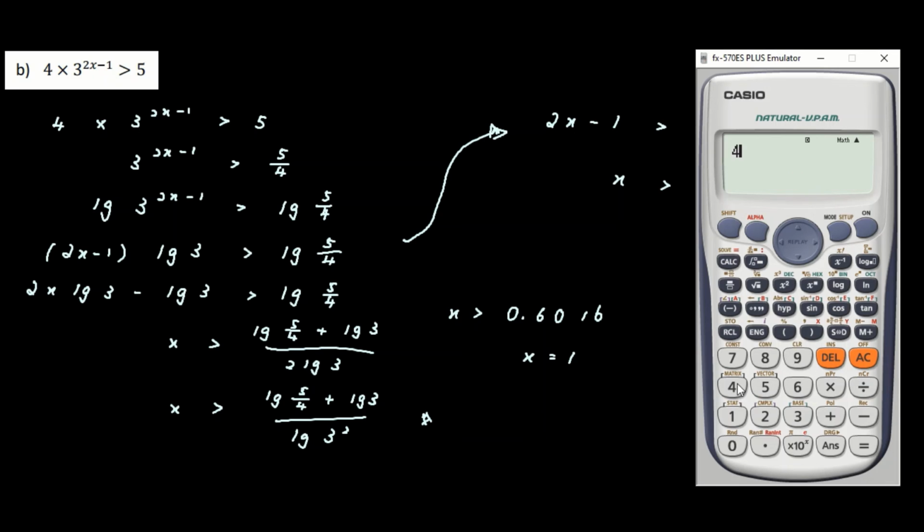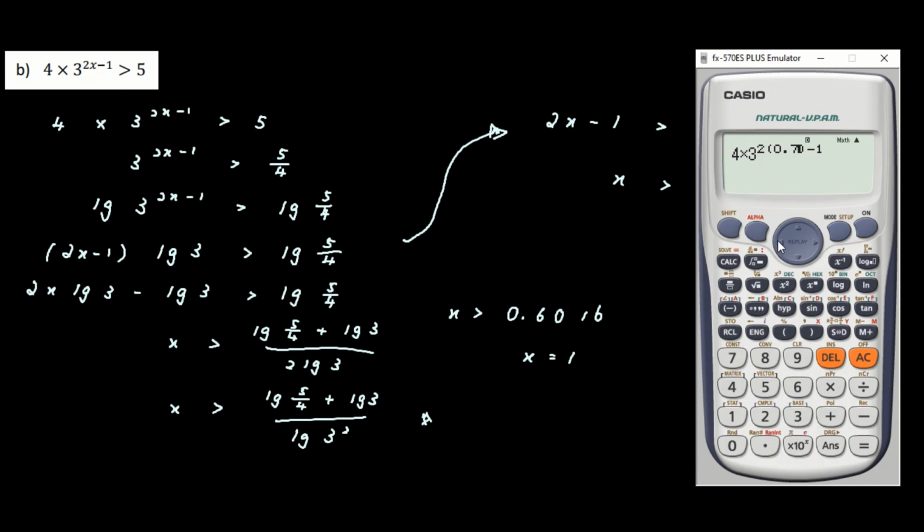So I will just check 4 times 3 to the power of 1. So 2 times 1 minus 1 is 1. So you are going to get 12. So 12 is greater than 5, which means it's correct. Or if you want, you can try to check with 0.7. So 4 times 3 to the power of 2 times 0.7, then after that, minus 1. Okay, so you see you get an answer that's greater than 5 as well.